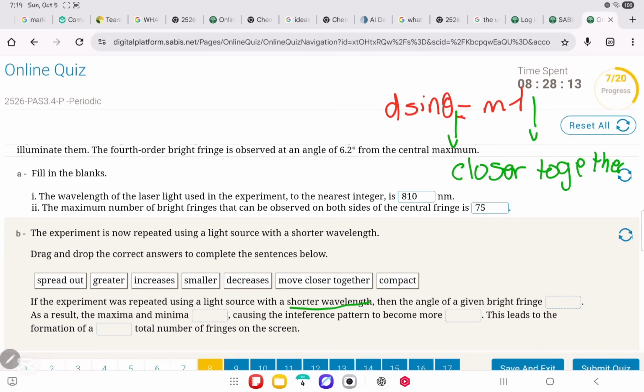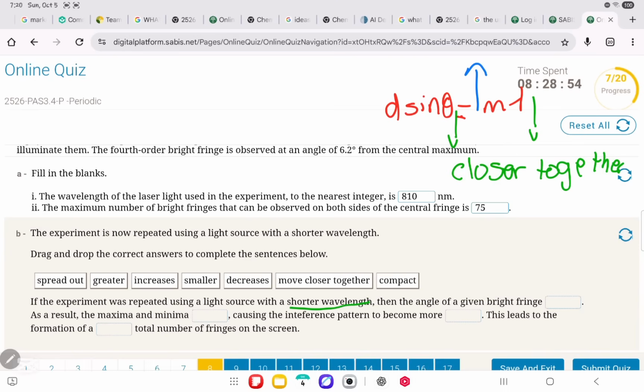So as lambda decreases, theta is going to decrease. Why? Because they are on opposite sides of the equation. They're directly proportional to each other. And theta is the angle between the central axis and a certain point. And if theta decreases, what's going to happen? They will all come closer together. They will become more compact. Okay, so this will lead to what? This will lead to a greater number of total fringes formed.